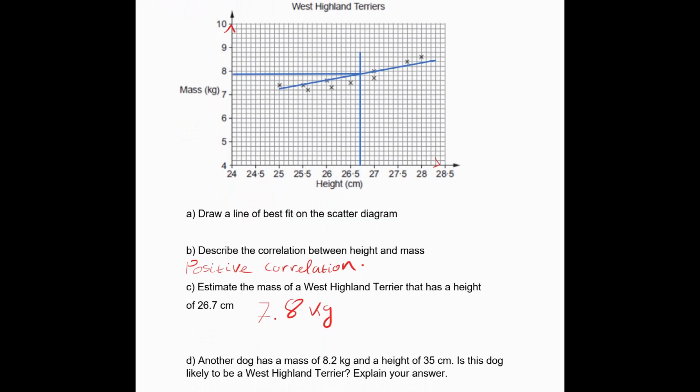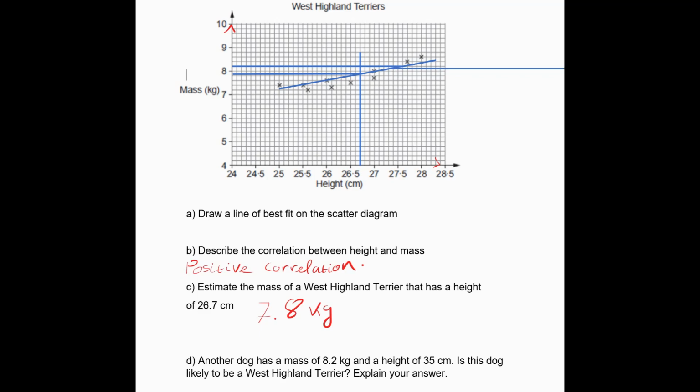Finally, in D, another dog has a mass of 8.2 kilograms and a height of 35 centimetres. Is it likely to be a West Highland Terrier? Well, if we go across from 8.2 kilograms, here we go, and we hit our line of best fit, and we go down, this will give us an estimate for the kind of height we could expect for a West Highland Terrier which weighs 8.2 kilograms.